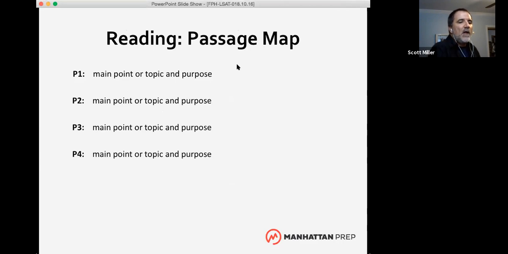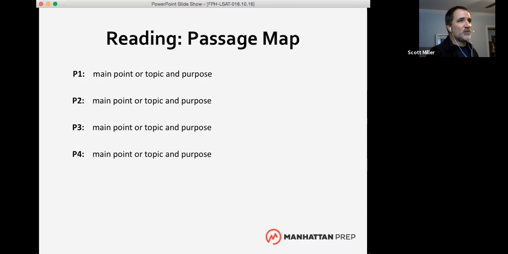The other thing that we emphasize is making a passage map. And a passage map isn't necessarily a complicated thing. It's basically understanding the main point of each individual paragraph, or the main topic. If there's not something that the author is trying to convince you of in this paragraph, then just what's the topic that's being talked about? What's going on in this paragraph? And then why is it there? What is the purpose? Maybe the first paragraph sets up this debate between two sides. Maybe in the second paragraph, the author gives her opinion, comes out on one side or the other. And then maybe the third and fourth paragraph are there to support the author's opinion.